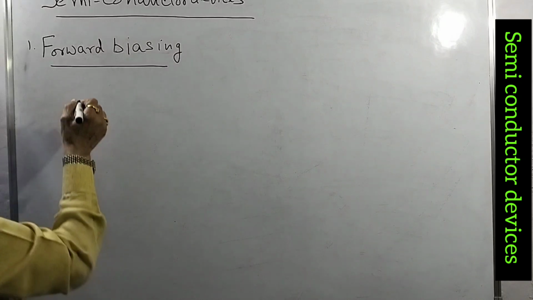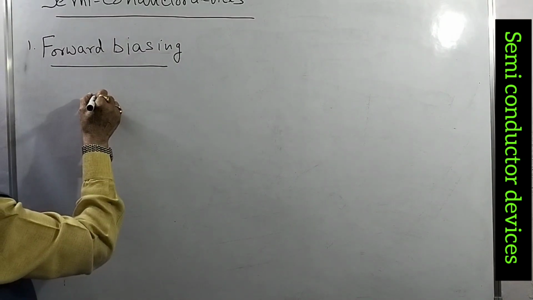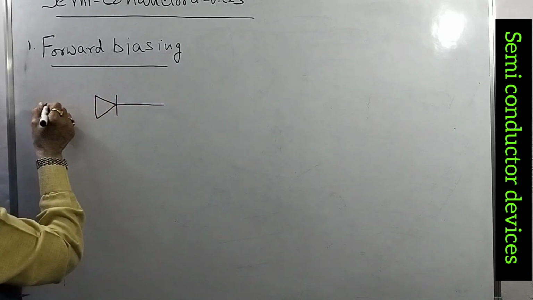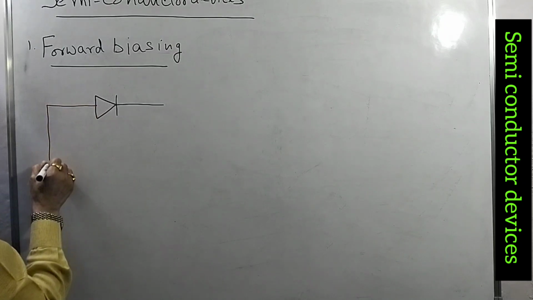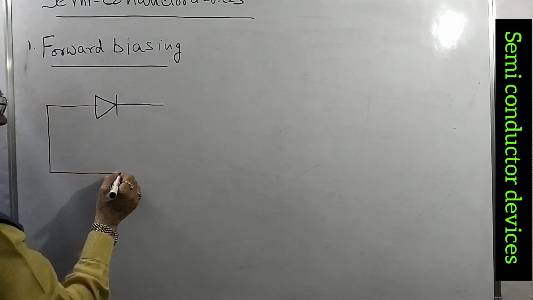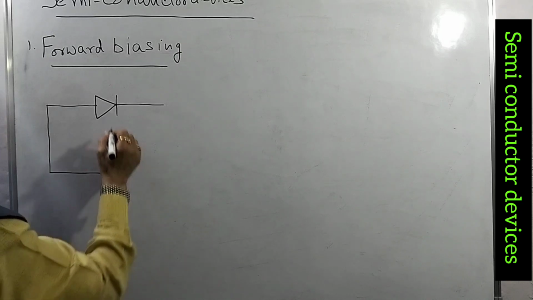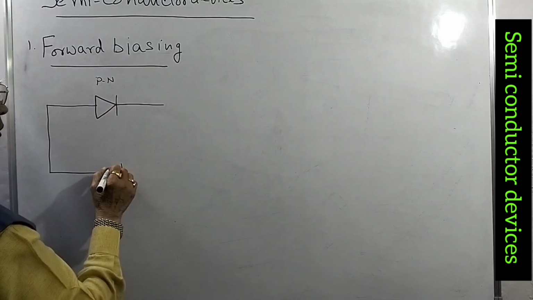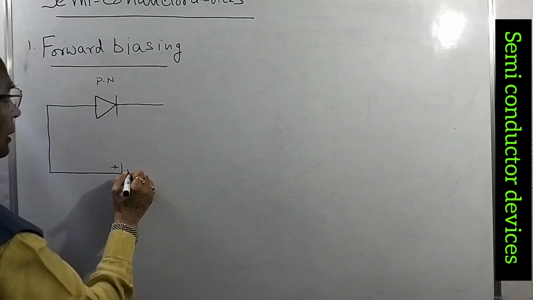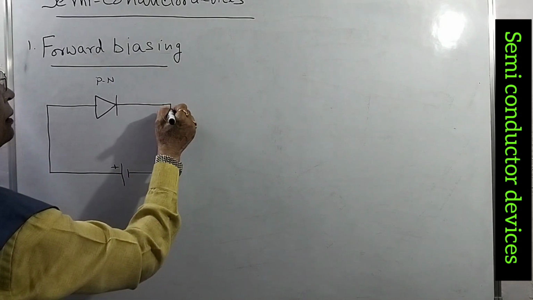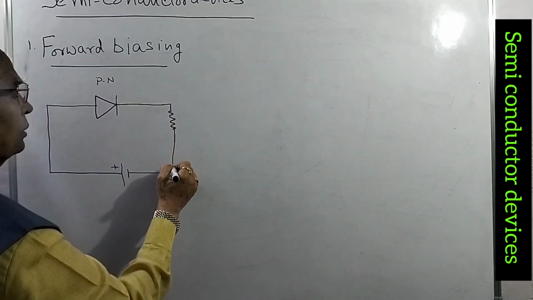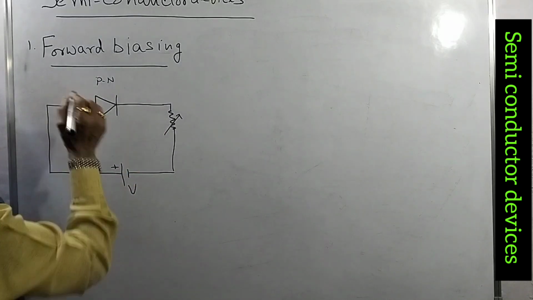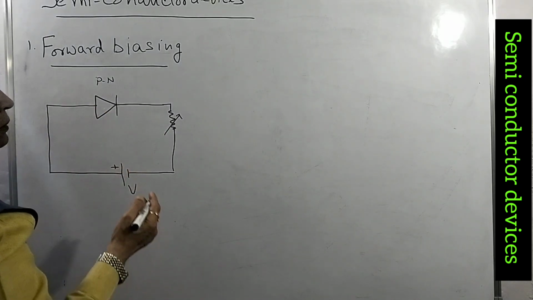As we know, we represent PN junction diodes simply like this, and we bias it such that the battery terminal is positive here and negative here. And we connect a variable resistance just to control the current. We apply DC voltage from this battery, and we increase the DC voltage.